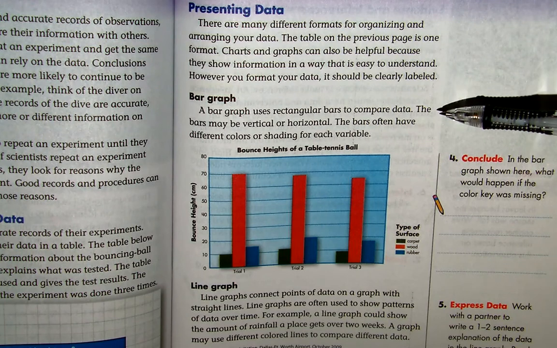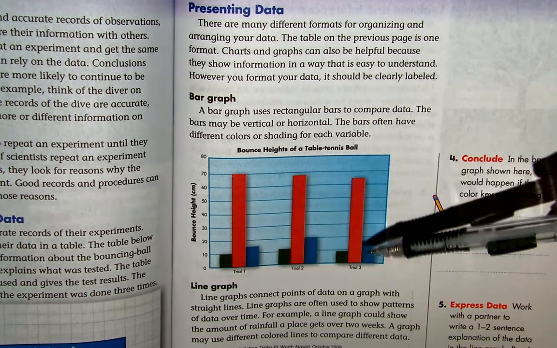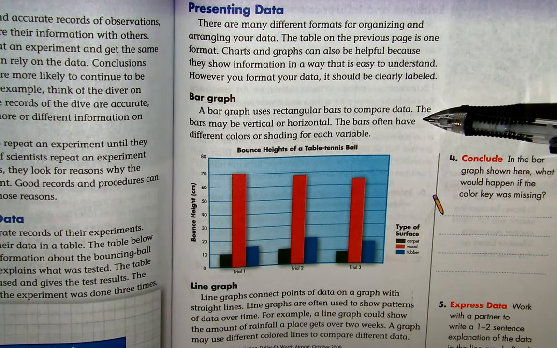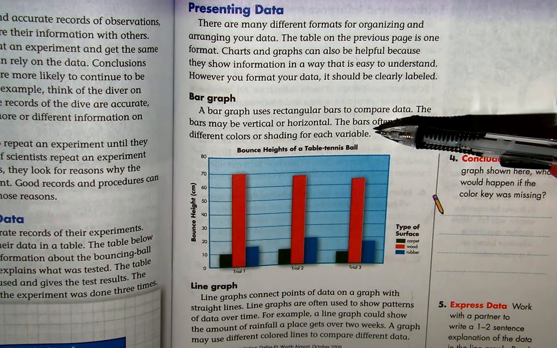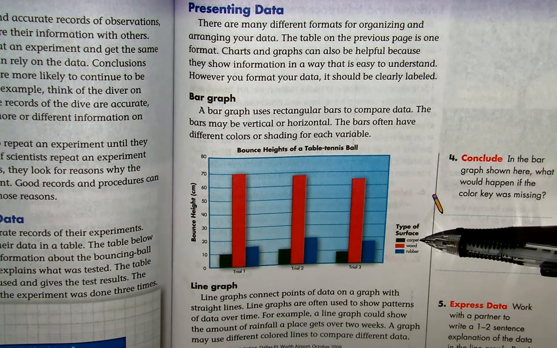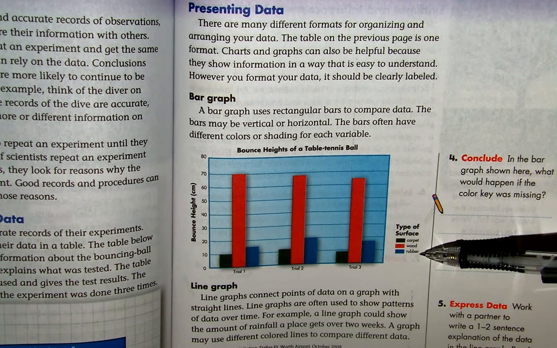The bars may be vertical, this was up and down, or they may be horizontal, okay? The bars often have different colors or shading for each variable. If you'll notice here, the greenish color represents carpet, the orange represents wood, and the blue represents the rubber mat.